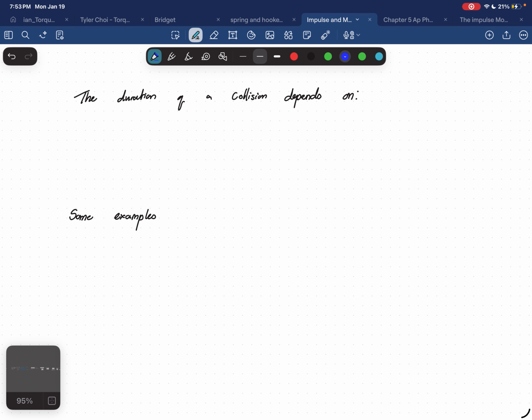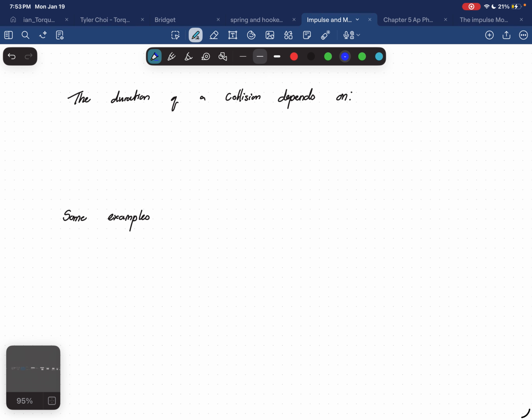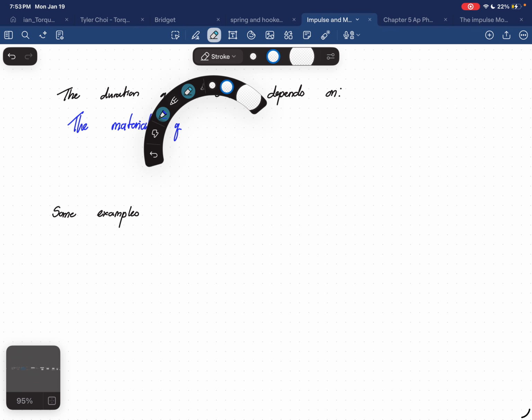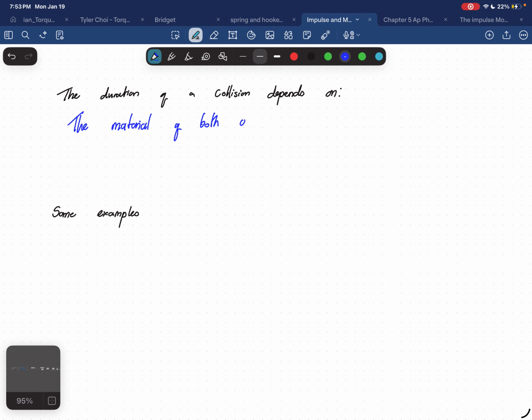Now, that shortness of interaction, what does it depend on? Like, what does the duration of a collision depend on? Well, I'd say for today, we'll say the material of both objects. The harder the material, the quicker the interaction.